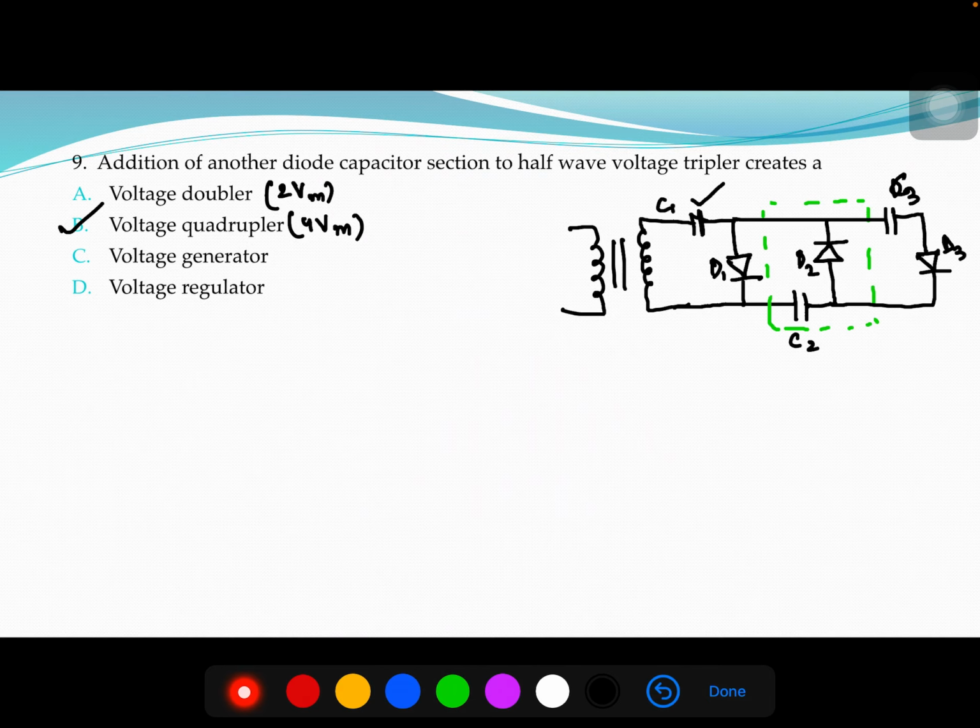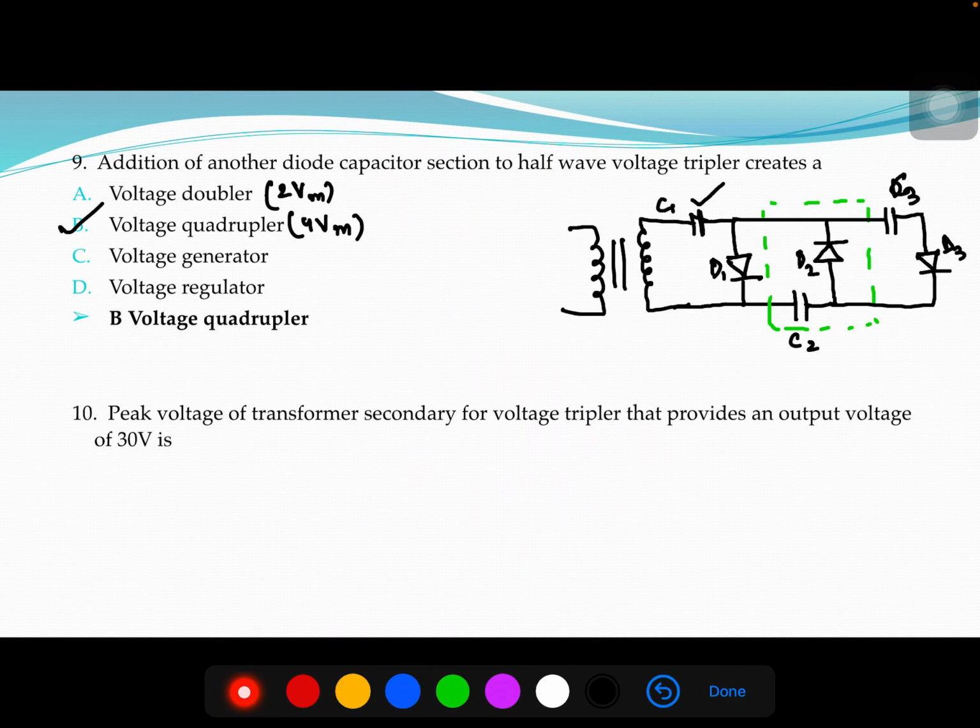Voltage multipliers and regulators are different. A tripler will give you 3 Vm, a doubler will give you 2 Vm. So this time, if you are adding a diode capacitor section to a tripler, it will be a quadrupler. So the answer is B.